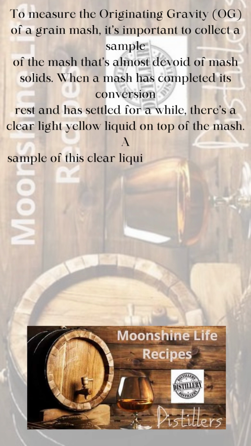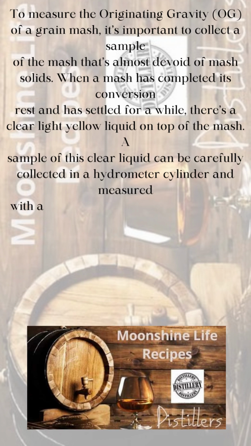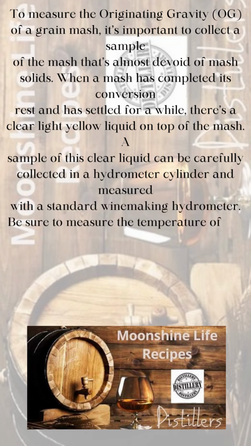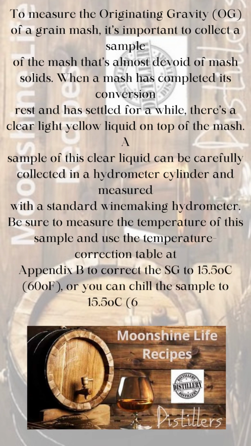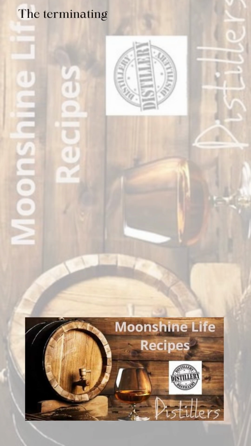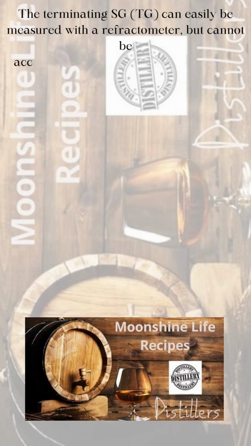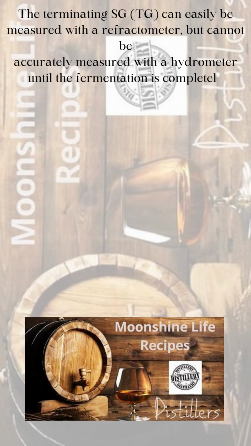A sample of this clear liquid can be carefully collected in a hydrometer cylinder and measured with a standard winemaking hydrometer. Be sure to measure the temperature of this sample and use the temperature correction table at Appendix B to correct the SG to 15.50 C, 60 F, or you can chill the sample to 15.50 C, 60 F, before taking the reading. The terminating SG, TG, can easily be measured with a refractometer, but cannot be accurately measured with a hydrometer until the fermentation is completely finished.